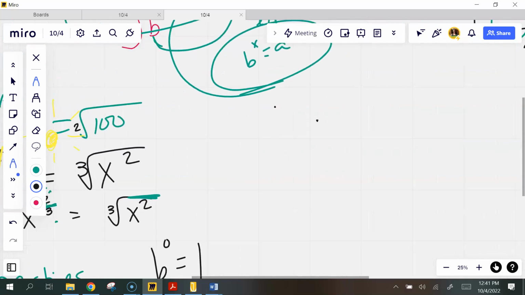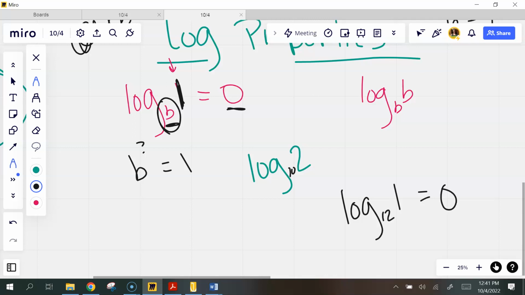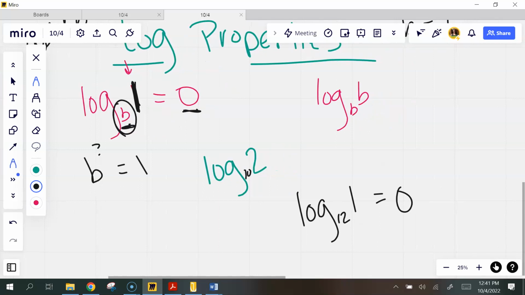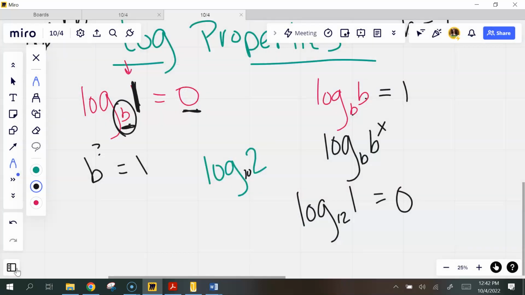Back to today's. Property number 1, it doesn't matter what the base is. If this argument is 1, it's going to equal 0. Does that make sense why now? Because anything to the 0 power is 1. What happens if the base is the same as the argument here? It's just 1. And in fact, an extension of this, what would that equal? Think about it carefully.